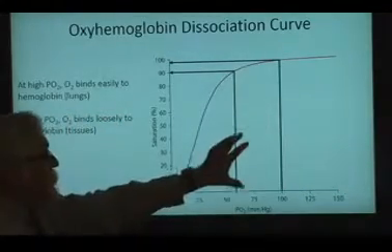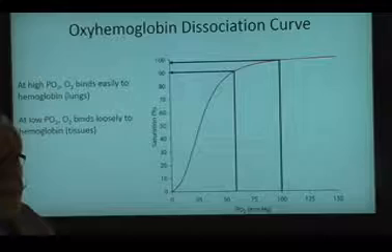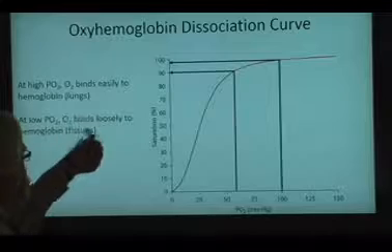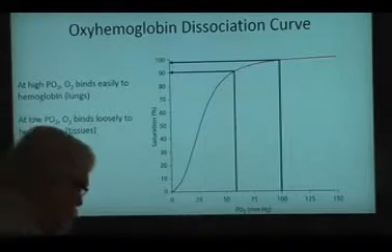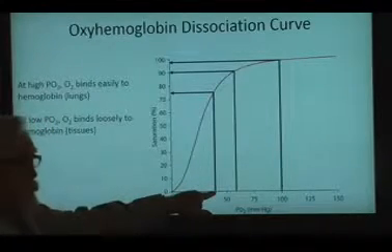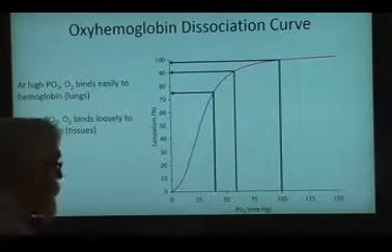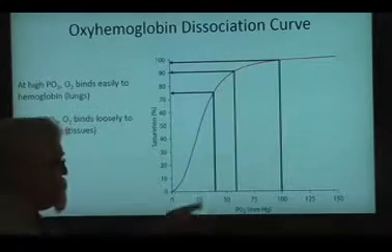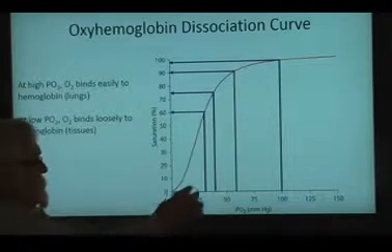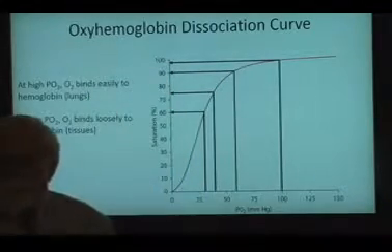Because of the shape of the oxyhemoglobin dissociation curve, oxygen loads onto hemoglobin easily and quickly within the lungs. On the other hand, at lower PO2s in the tissues, oxygen binds loosely to hemoglobin. For example, a normal tissue PO2 is about 40 millimeters of mercury, which is a saturation of about 75%. If the PO2 in the tissues drops from 40 to 30, the saturation drops a lot. So at the tissues, for a small drop in PO2, there's a big drop in oxygen saturation.